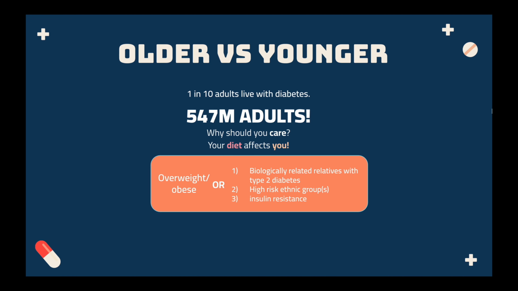Different groups of people certainly affect those who are at risk of diabetes. To begin is your age. It is shown that children who are overweight or obese due to their habits, or show insulin resistance from a young age, or have biologically related relatives in high-risk ethnic groups have higher chances of being diagnosed with diabetes.